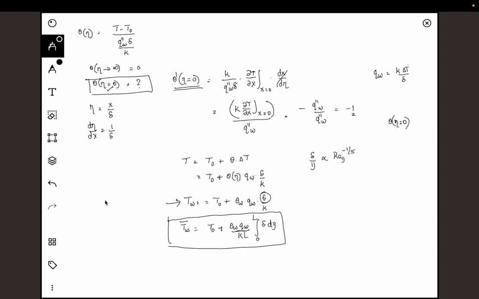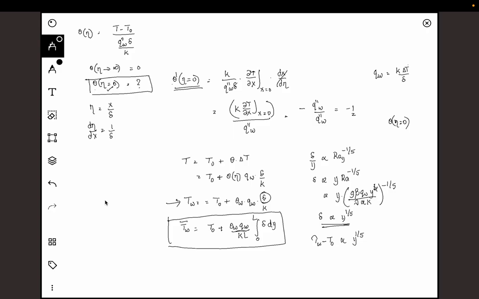So if you substitute this back, delta will vary as y times Ra to the power minus 1 by 5, and Ra has some constants: g, beta, QW, y to the power 4 by mu alpha kappa, the whole to the power minus 1 by 5. If you remove the constants, delta will actually vary as y to the power 1 minus 4 by 5, which is 1 by 5. So TW minus T naught will be varying as y to the power 1 by 5.